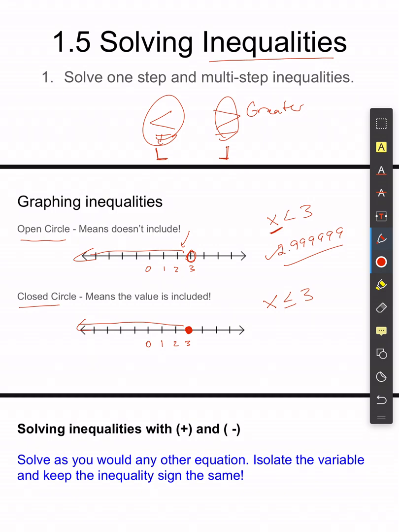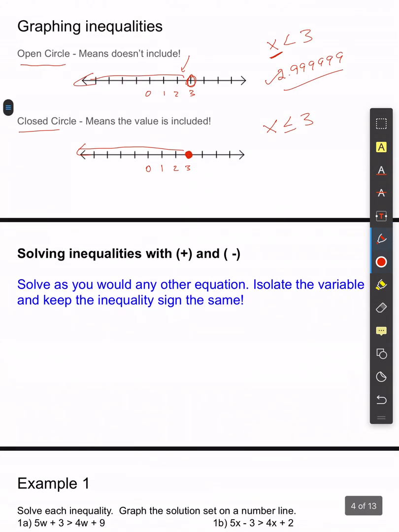So when we're solving inequalities with addition and subtraction, if we're just performing the operations of addition and subtraction, we're just going to solve it like any other equation. We're just going to isolate the variable and keep the inequality sign the exact same.